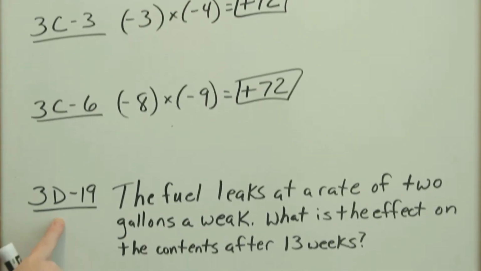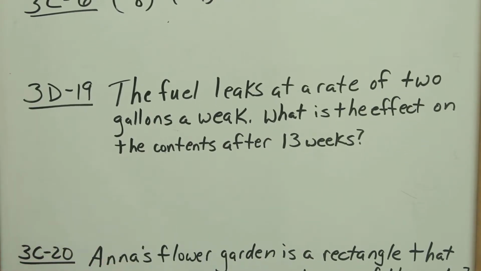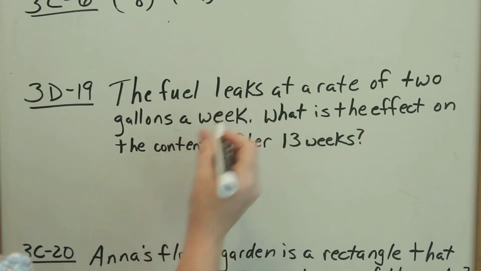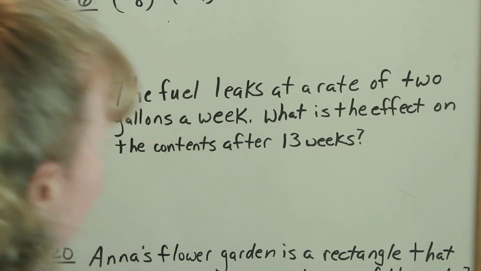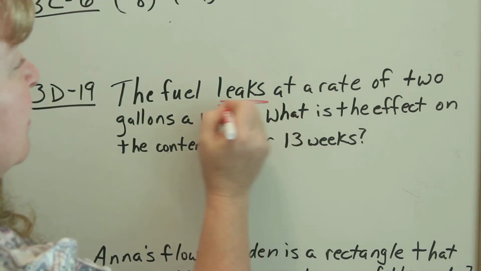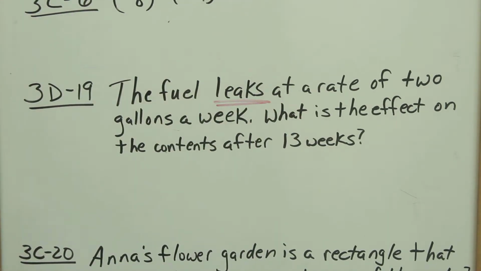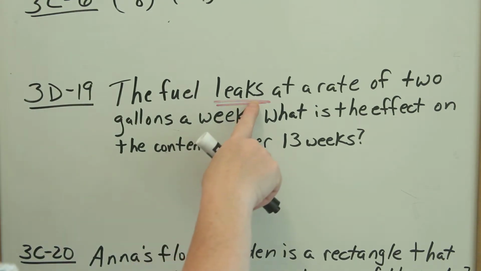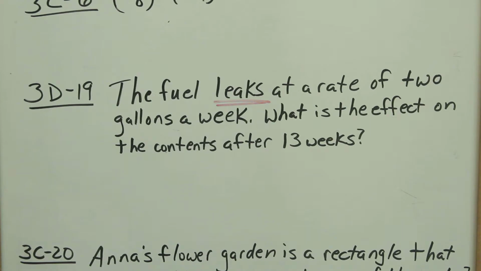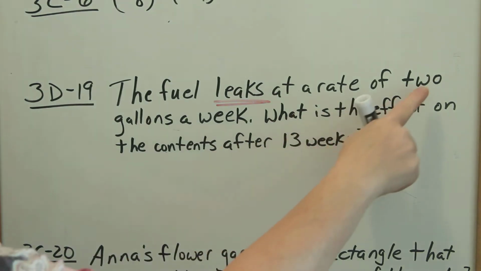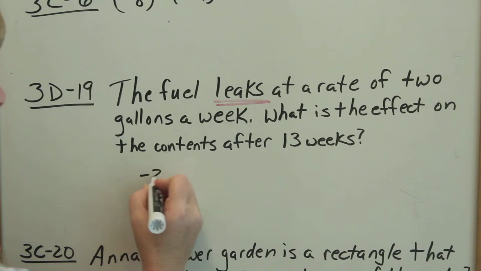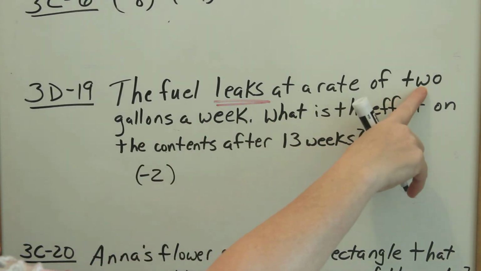Okay, let's look at 3D number 19. Word problem. The fuel leaks at a rate of 2 gallons a week. What is the effect on the contents after 13 weeks? That's a typo. 2 gallons a week. Okay, leaks. That is a key word. If fuel is leaking, would you expect that to be a positive number or a negative number? It would be a negative number because you are losing it. You are losing the fuel, so that would be a negative number. So 2 gallons a week would be negative 2, because you're losing 2 gallons a week.